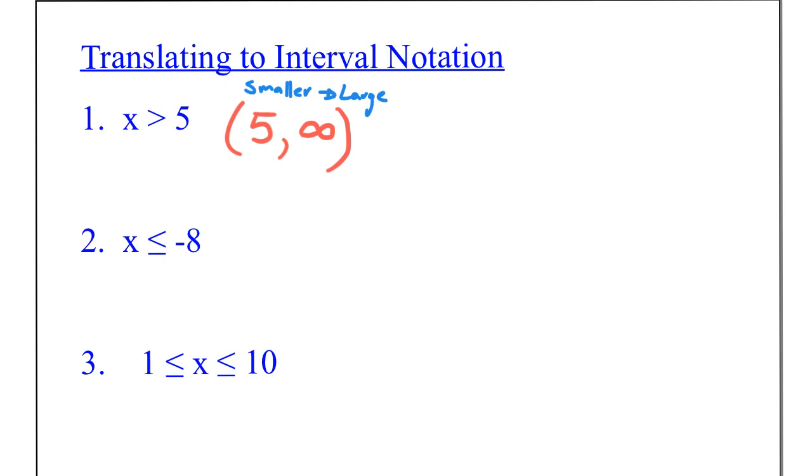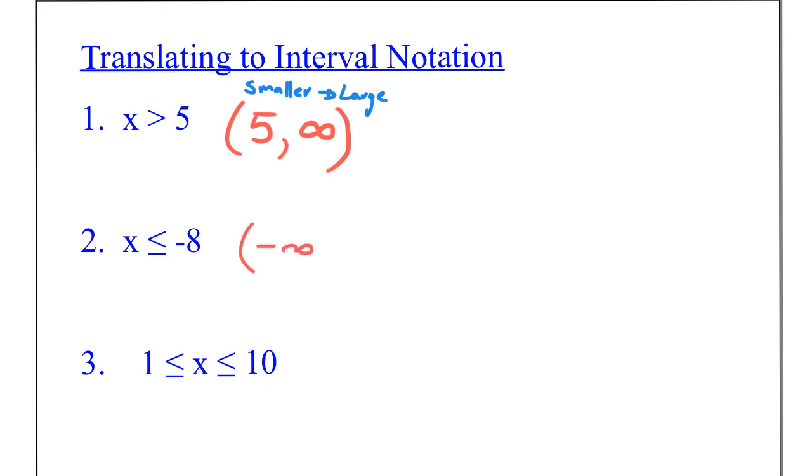All right, let's try the second one. This says x is less than or equal to negative 8. So let's think about this. What is that really saying? So negative 8 is now an answer. x can equal negative 8, and everything's smaller than that. So remember, we go small to large here. The smallest possible answer here is actually negative infinity.